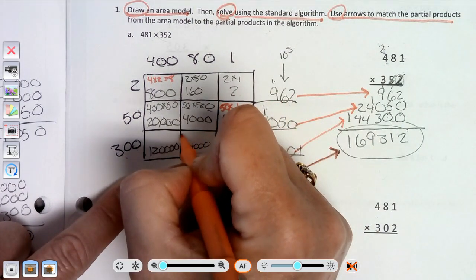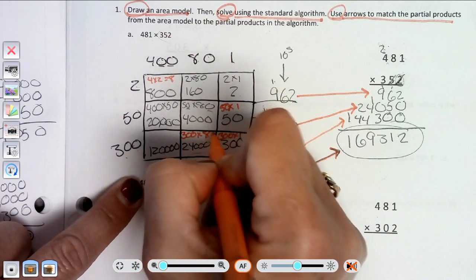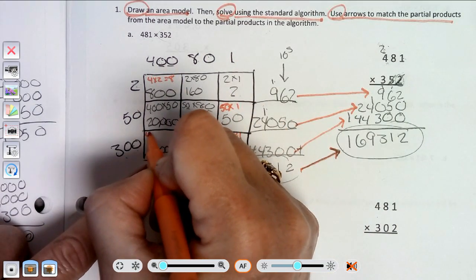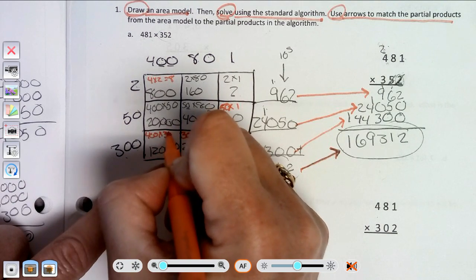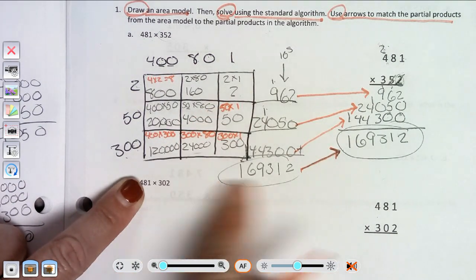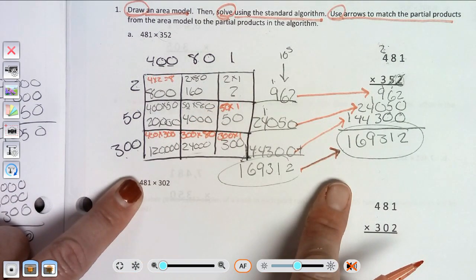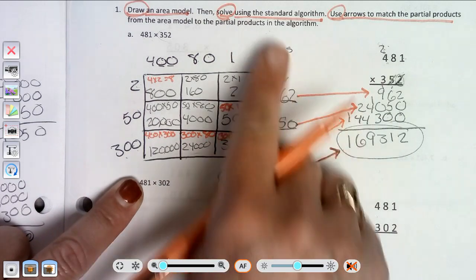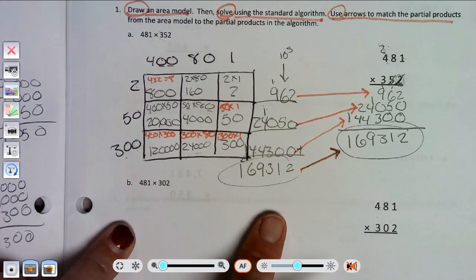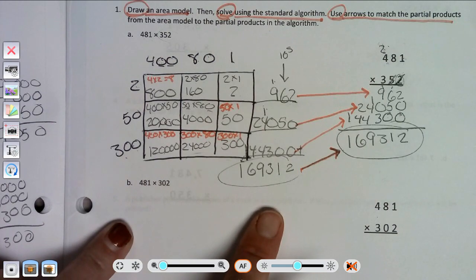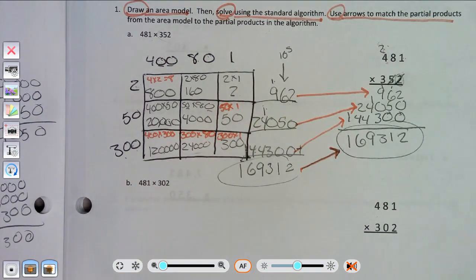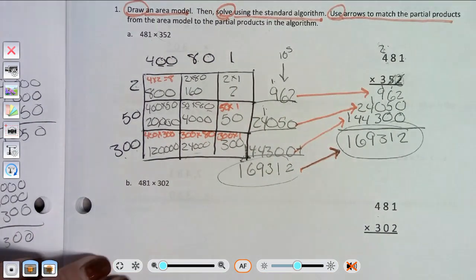This one's 300 times 80. This one was 400 times 300. Okay, if you're confused about any of this, please come talk to me. If you're not, then I want you to go ahead, just like it says, complete the problem set, all of page 71. So I want you to do all of page 71.